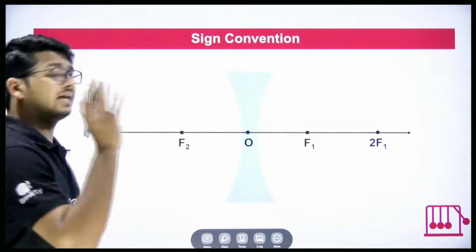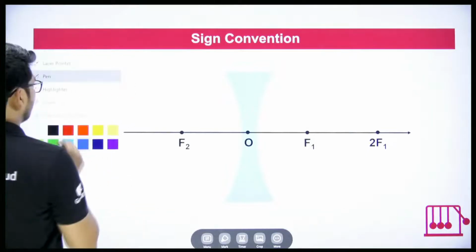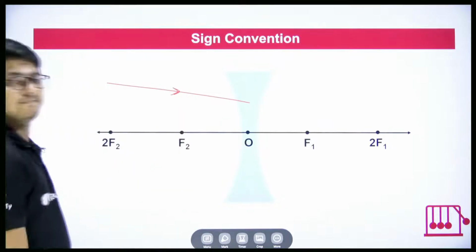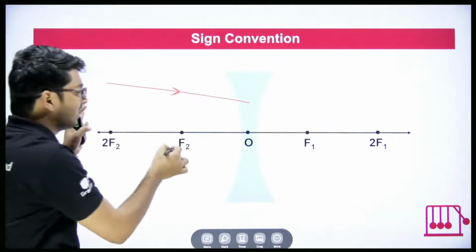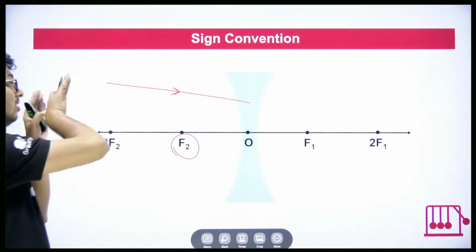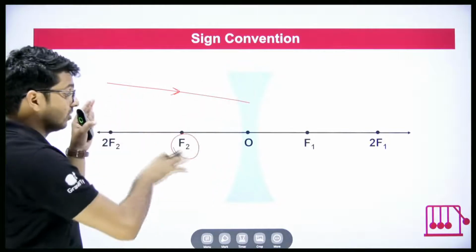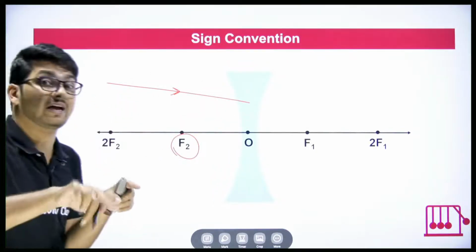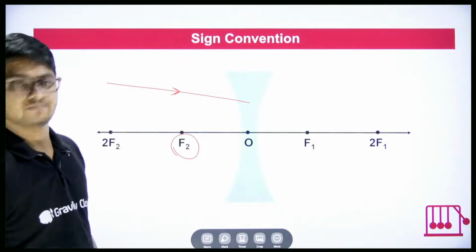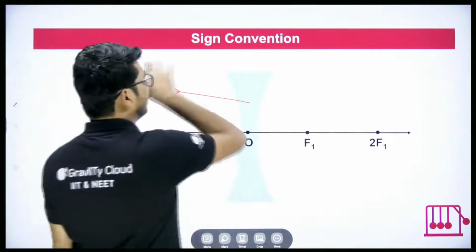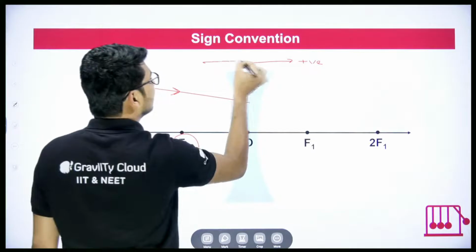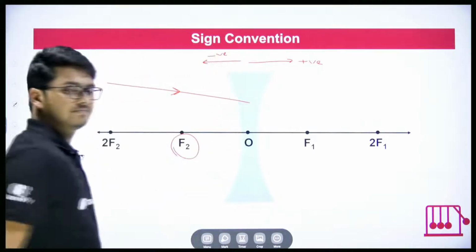Now we'll also have a concave lens. For a concave lens, look at this, this is the direction of incident ray. Along the incident ray, the first focus that we are coming across is not F1 but F2. So concave and convex are slightly different. We come across F2 first. But the rule again remains the same. Here the ray is going towards right, so towards right is positive and towards left is negative.